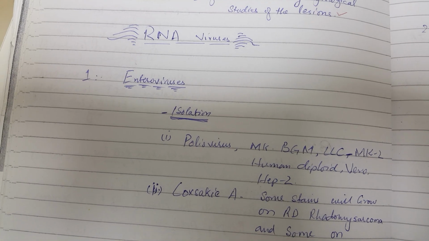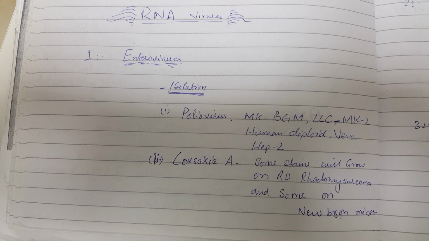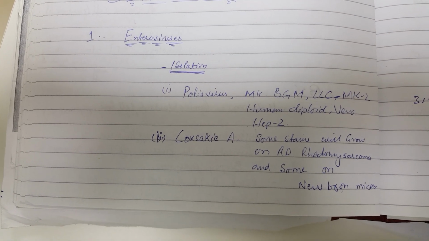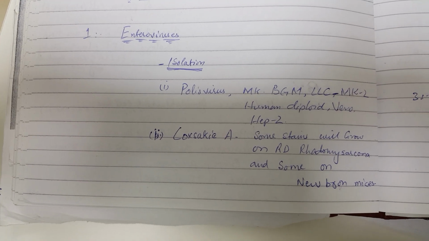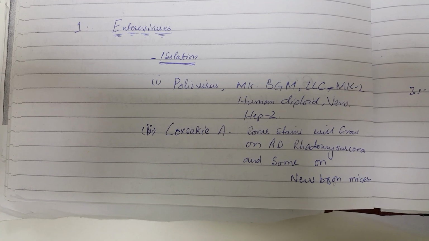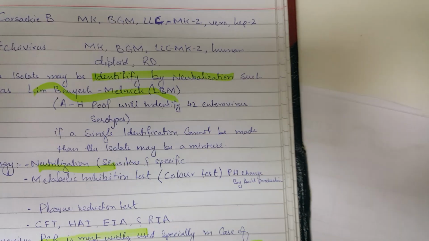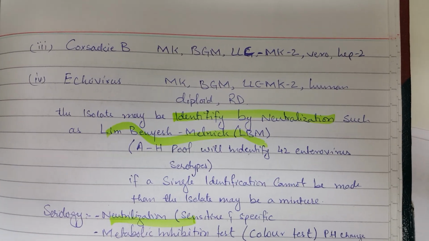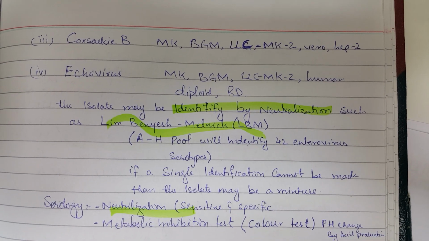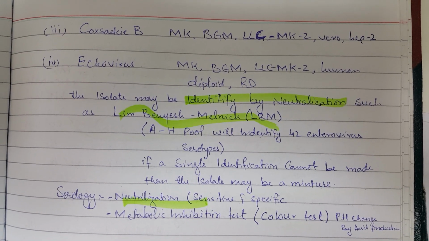In RNA viruses, enteroviruses are isolated. Polioviruses can be isolated on MK, BGM, LLC-MK2, and Vero, HEp-2. For Coxsackie viruses, some A strains will grow on RD, rhabdomyosarcoma cells, and some on newborn mice, while Coxsackie B can be isolated on MK, BGM, LLC-MK2, Vero, and HEp-2. Echoviruses can also be isolated on MK, BGM, LLC-MK2, human diploid cells, and RD.